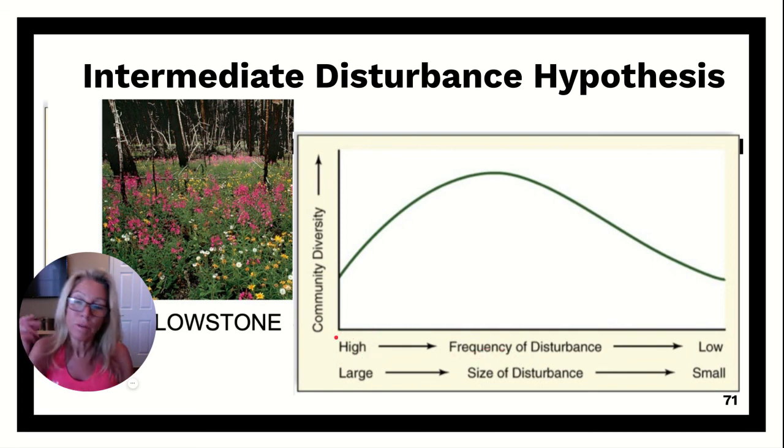You don't want it too much. You don't want a fire every single year in Yellowstone, right? The biodiversity is going to be lower. And you don't want to never have a fire. You need an intermediate amount of disturbance. And then how big it is: you don't want it to be so large that the chance is very low for new seeds to get to that area, but you don't want it too small either. So that's the intermediate disturbance hypothesis, which says disturbance can be healthy for an ecosystem.